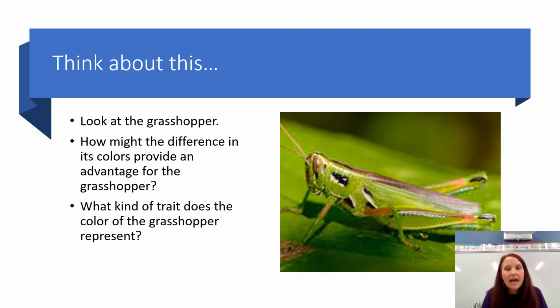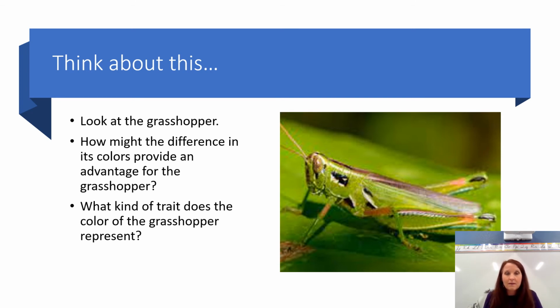Okay, so let's look at this grasshopper. This will finish up our thoughts on traits. This grasshopper has different colors on its body. I want you to think about how those differences in the colors provide an advantage. That means something that can help the grasshopper. Why would those colors be a good thing for this grasshopper?